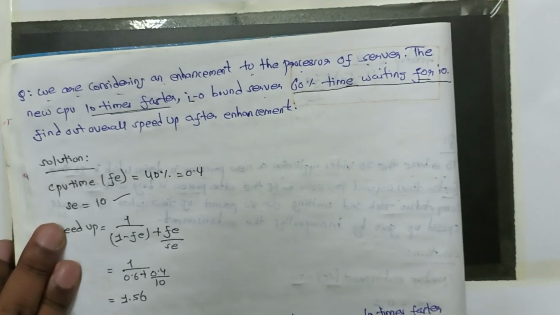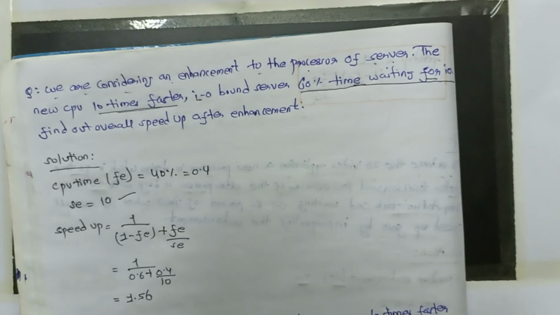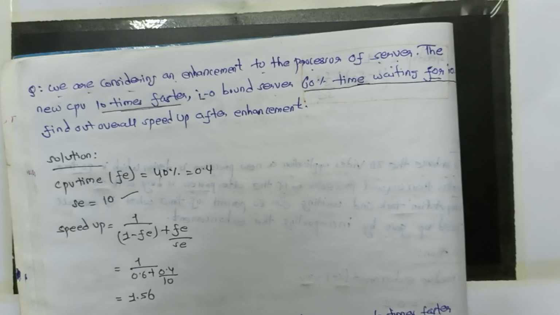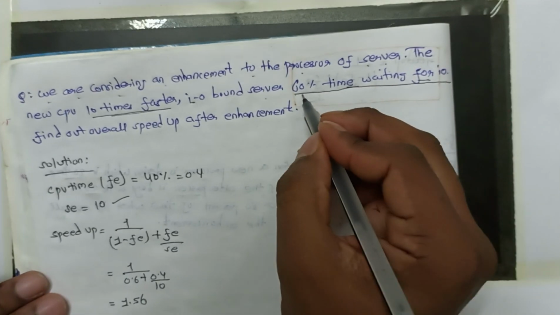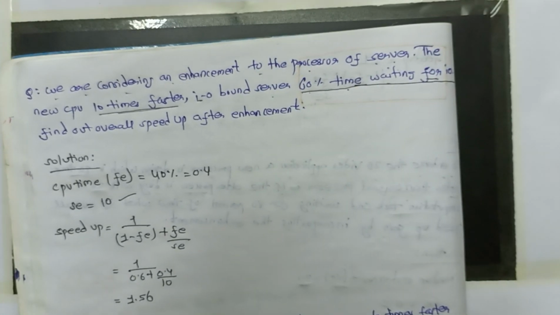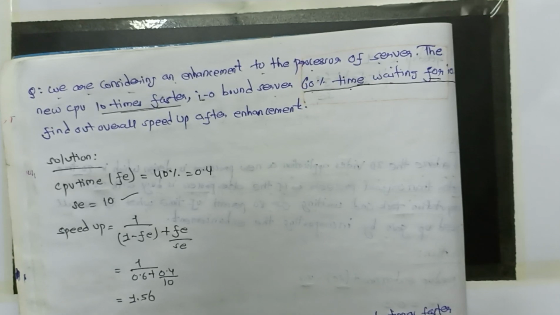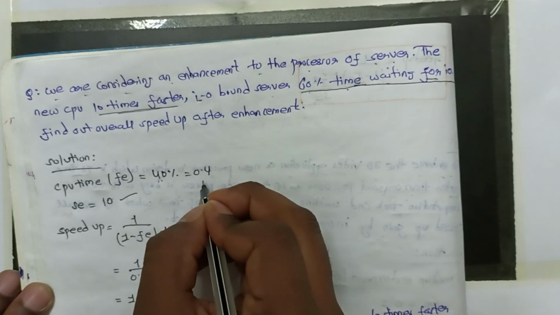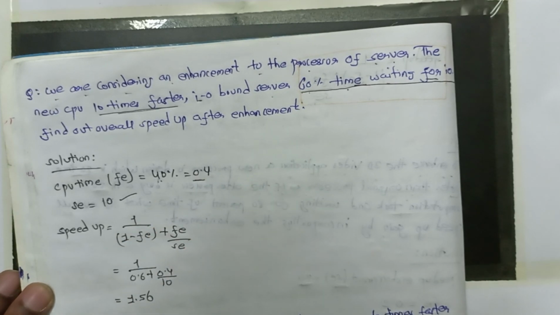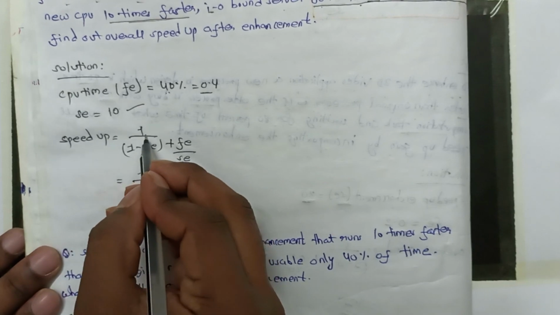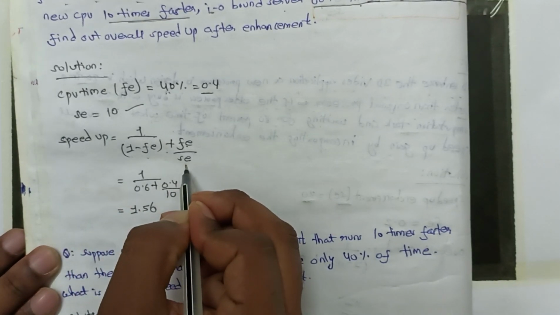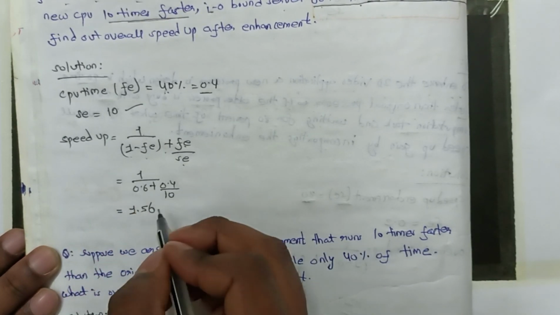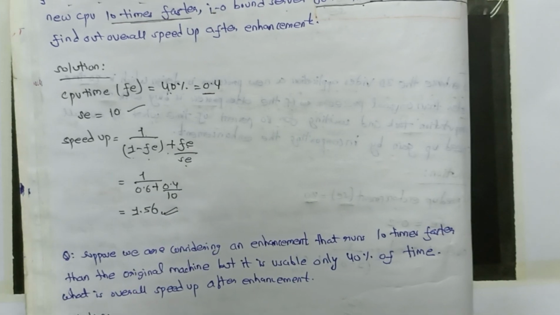I told you fractional enhancement means what percent of time the processor is busy doing tasks, not the waiting time. 60% time waiting means 40% time they are doing the tasks. So our fractional enhancement is 40%, not 60%. That is 0.4. The same formula: speed up is equal to 1 by (1 minus Fe) plus Fe by Se. Then by putting in the values we can simply get the answer. Let's solve another question.